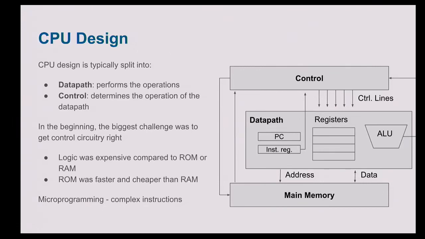So the answer to that was microprogramming, which basically introduced a concept where instructions were actually a way to access the code in ROM, which was then named microcode. So in this way, we got complex instructions where one instruction actually caused execution of a microcode program inside ROM. In this way, ROM got to be used more efficiently.